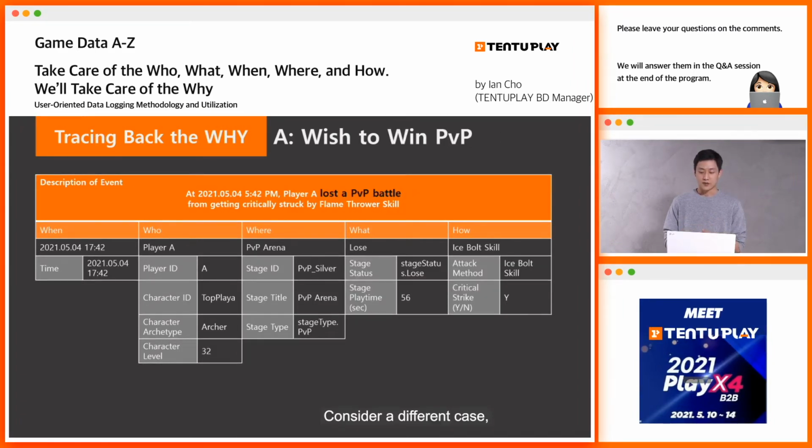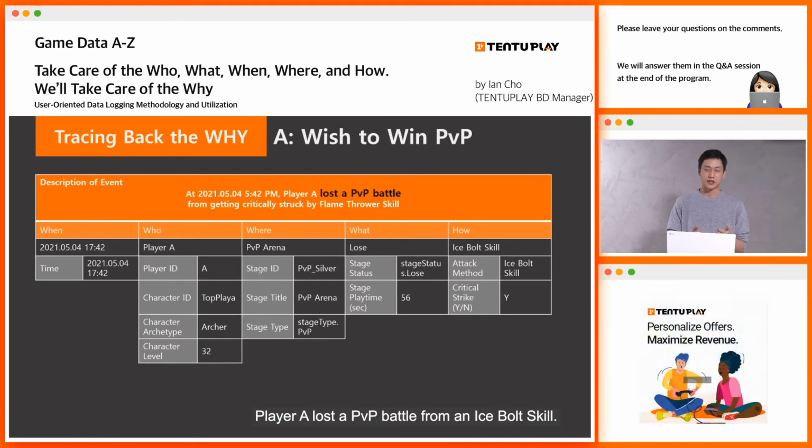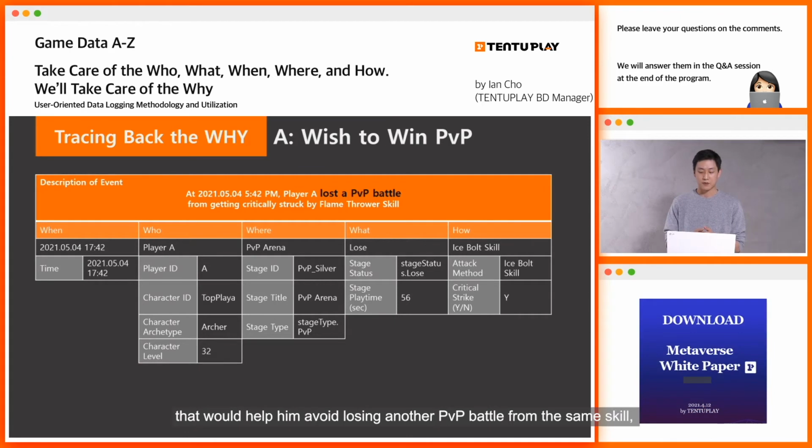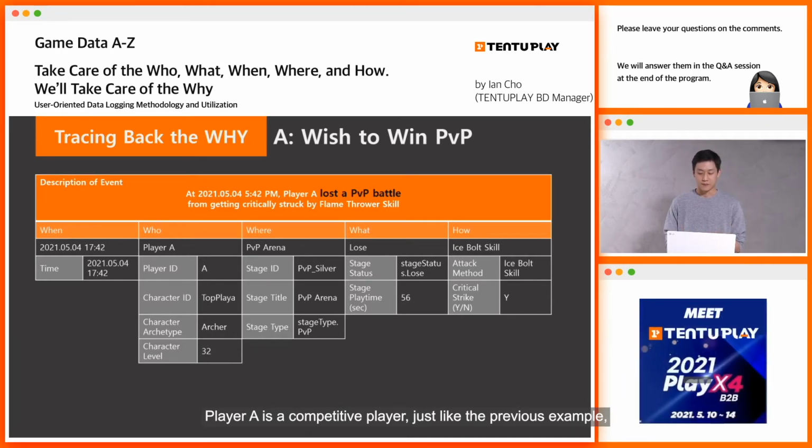Consider a different case where a minute before the purchase, player A lost a PvP battle from an Ice Bowl skill. Here, player A apparently rushed to an IAP store to grab an item that will help him avoid losing another PvP battle from the same skill. Player A here is a very competitive player, just like the previous example, but is more concerned about the PvP content and learns and reacts directly to the PvP results.